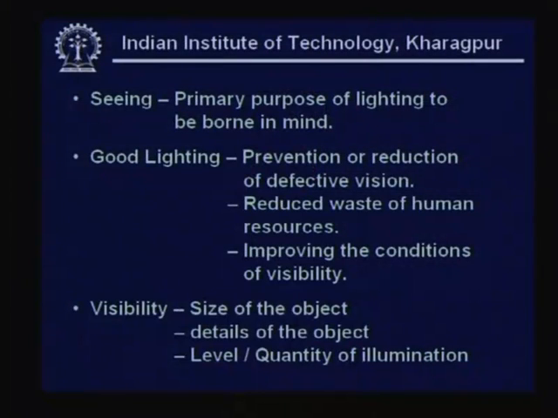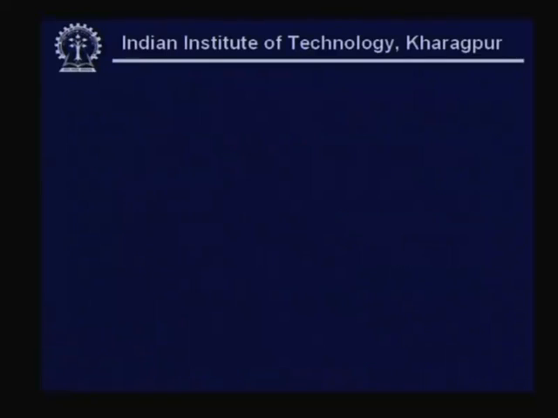Now, visibility of an object will certainly depend on the size of the object. The amount of illumination required would depend on what details you need. Do you want to see the periphery of an object, or do you want to know what exactly are the micro details? Therefore, visibility would depend on size, details of the object, and no doubt it depends on the level and quantity of illumination that is incident on the object.